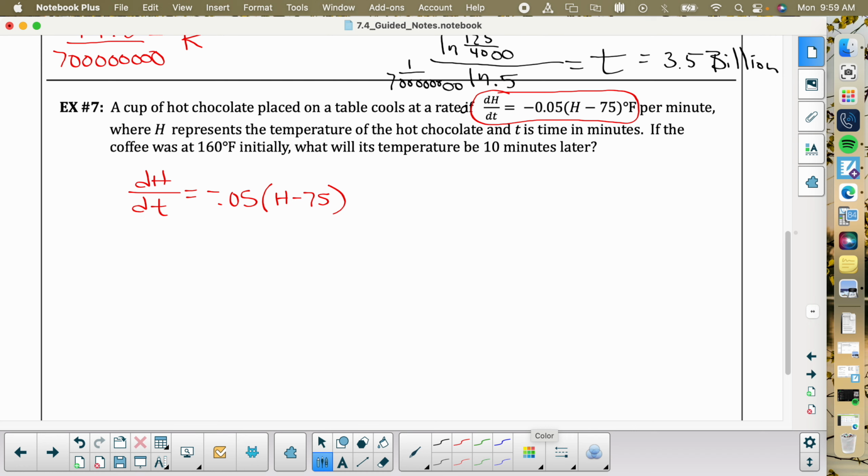Okay, so we've got to move things around. H is on the left, t is on the right. So I've got dH over H minus 75 equals negative 0.05 dt. And then integrate. Right-hand side, nice and easy. Negative 0.05 t plus c.